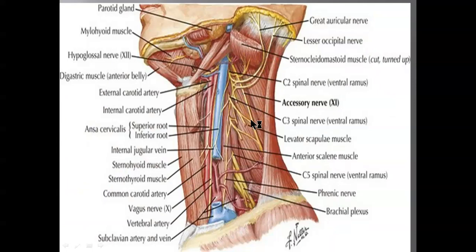Again, here we can see the accessory nerve over here, the oblique part of the spinal accessory nerve. Here we have the levator scapulae muscle. We can see the sternocleidomastoid muscle has been dissected and turned up, so we can see the course of the spinal accessory nerve in the posterior triangle.